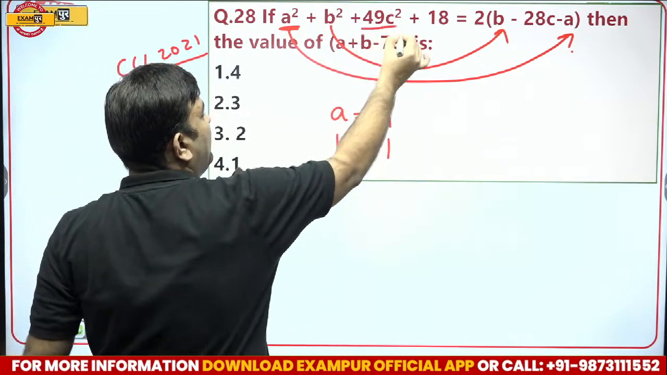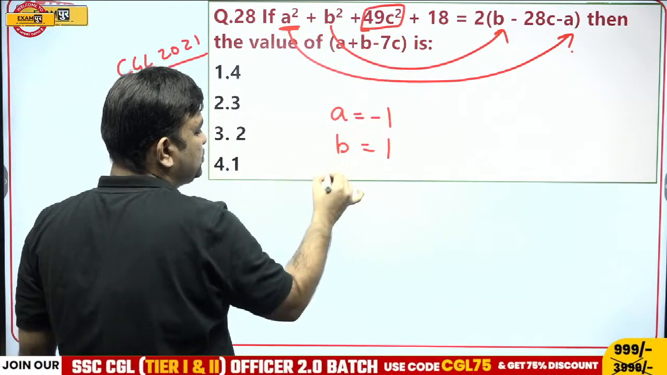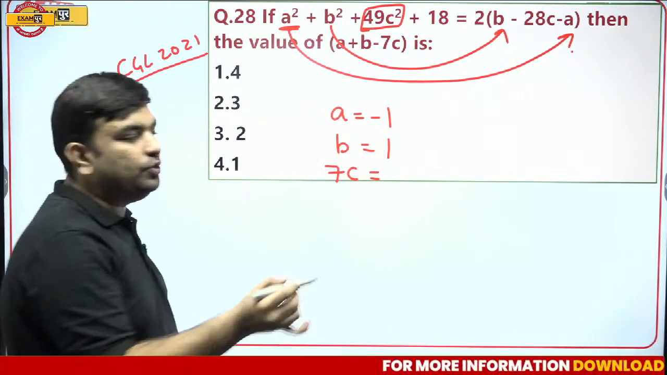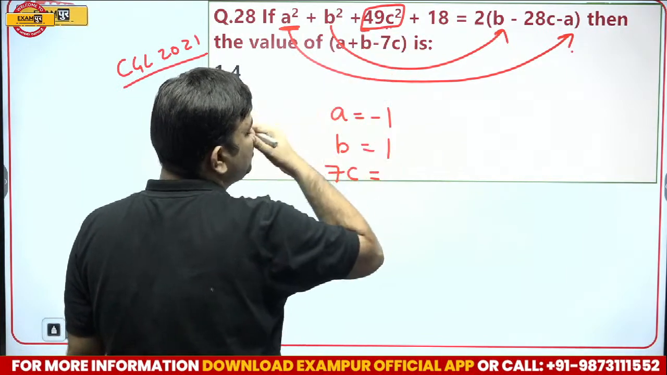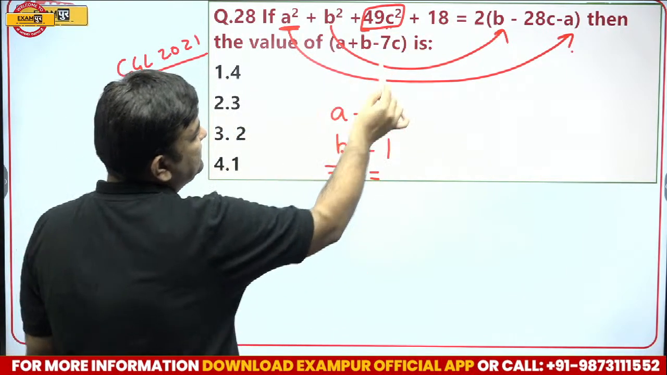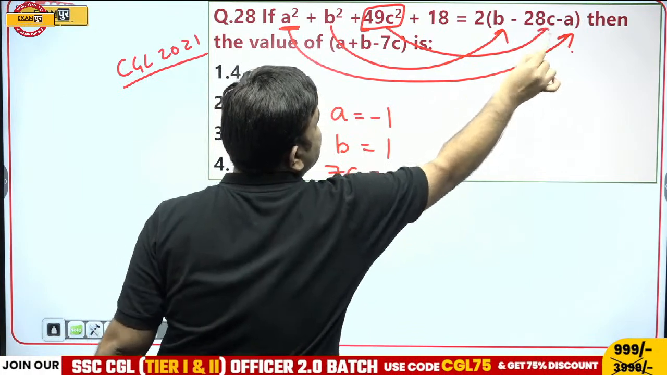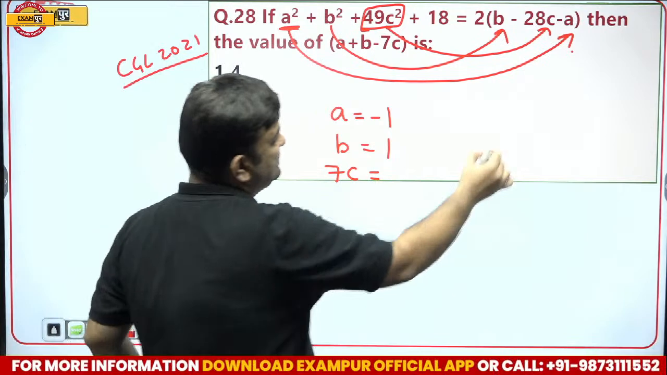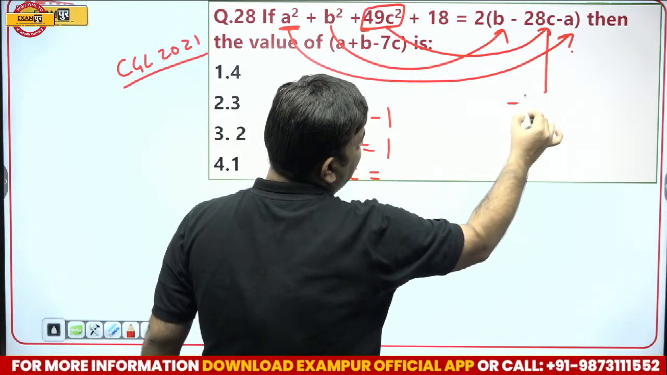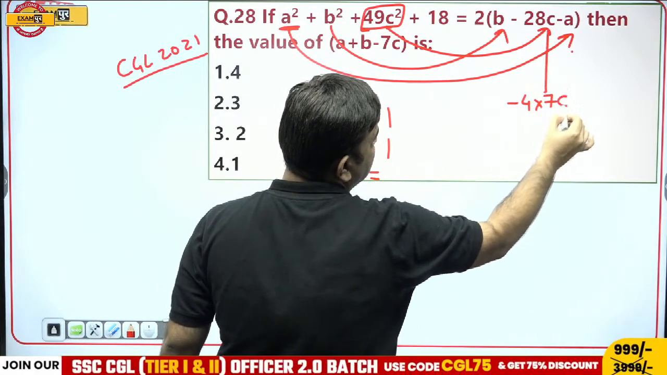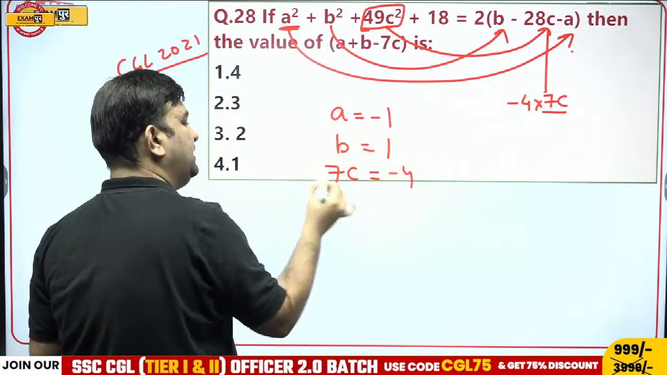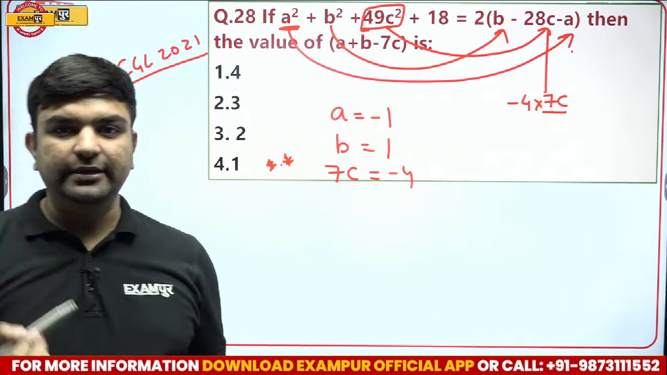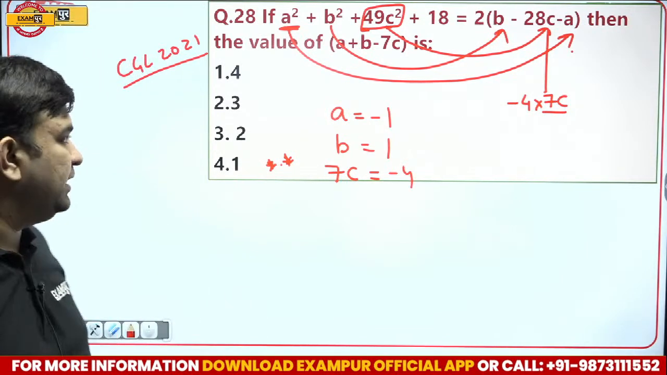And the twist over here is, it is 7c ka square. So the value of 7c is the coefficient of 7c. Guys, what is the coefficient of 7c? -4. This is where generally students make the error.